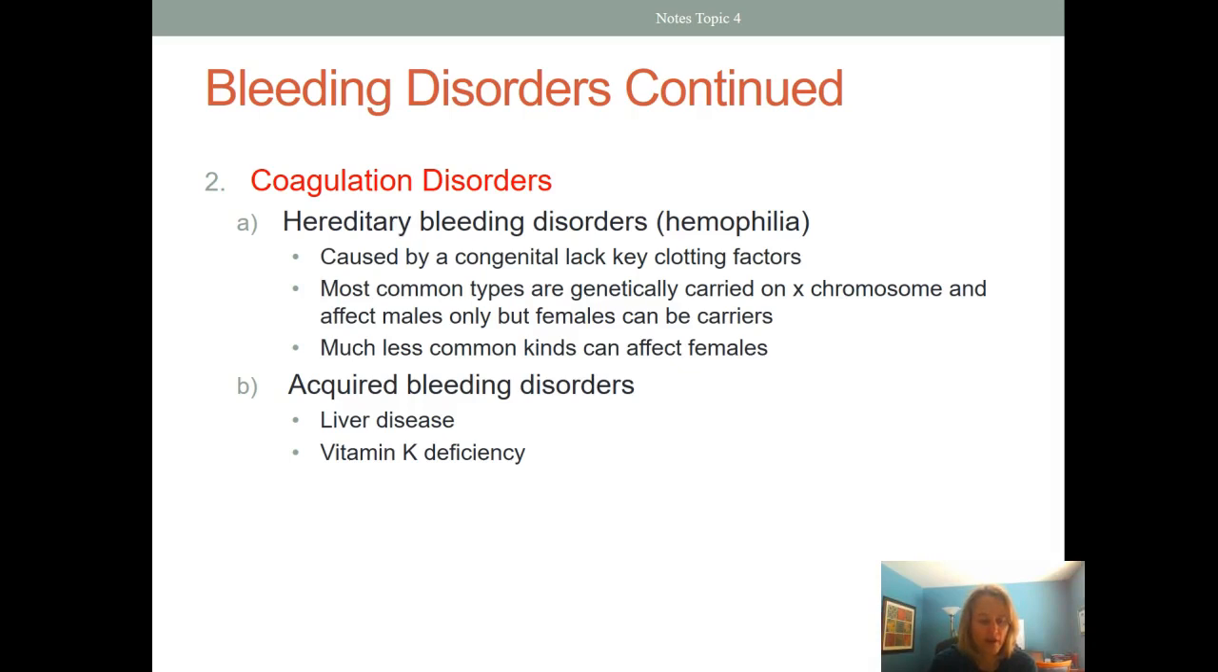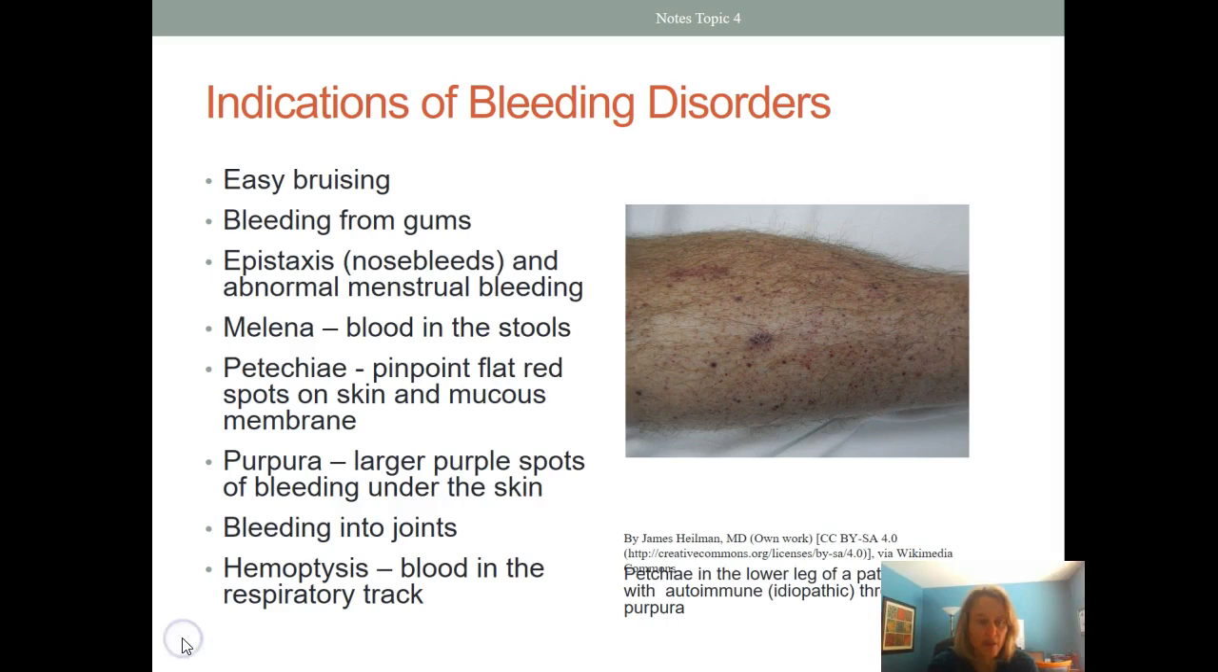And then acquired bleeding disorders are acquired later on in life. This can happen with liver disease, because remember the liver produces most of the clotting factors, or with vitamin K deficiency, because remember vitamin K is necessary for activation of at least 4 of the clotting factors. Okay, so what are some of the manifestations of bleeding disorders?